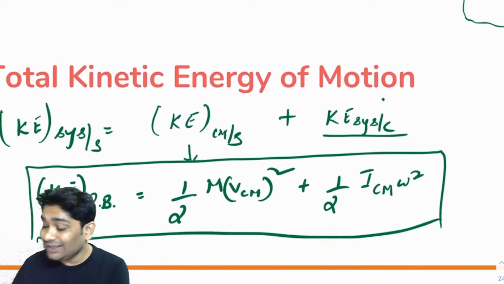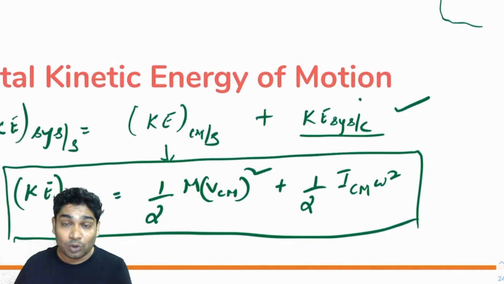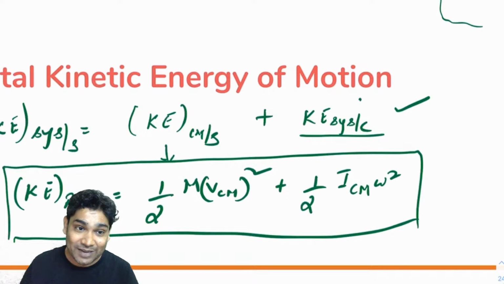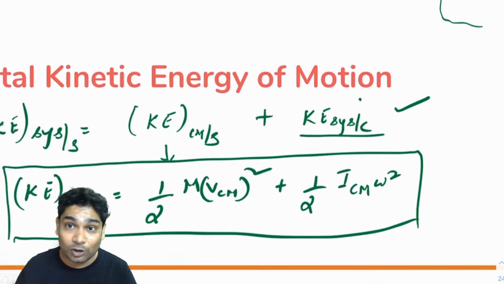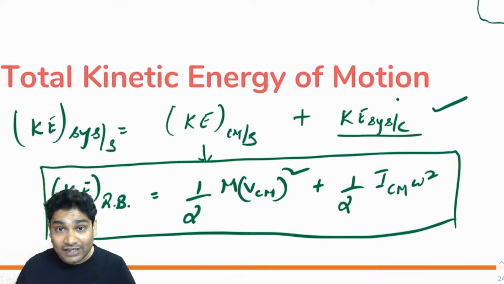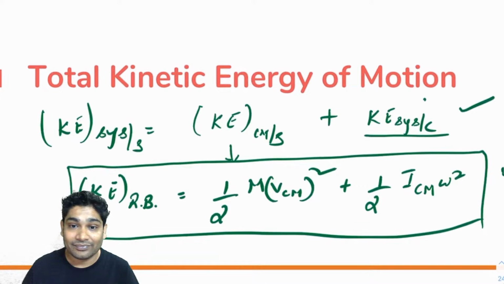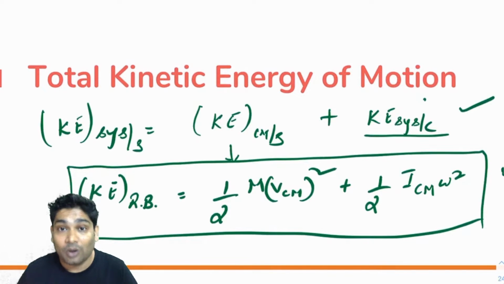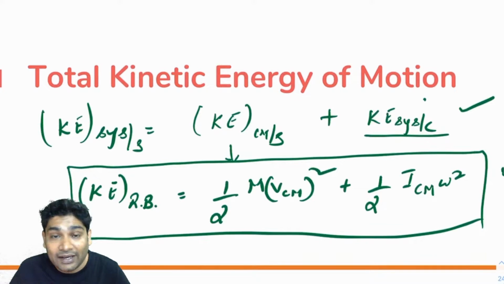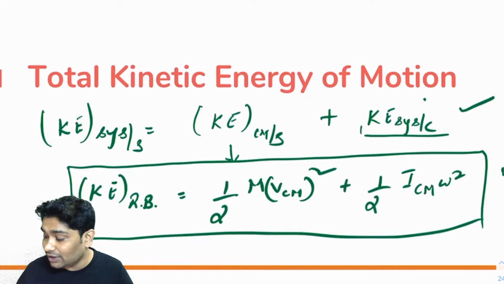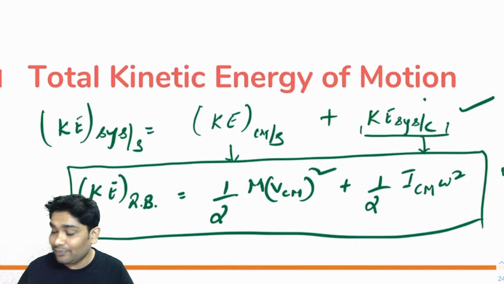Alright. This is the general equation, true for even non-rigid bodies, by the way. Even if your body is non-rigid, you can apply this equation. For rigid bodies, this equation takes this form. Remember this: finally you can find the kinetic energy of the entire rigid body as half m VCM square plus half ICM omega square.